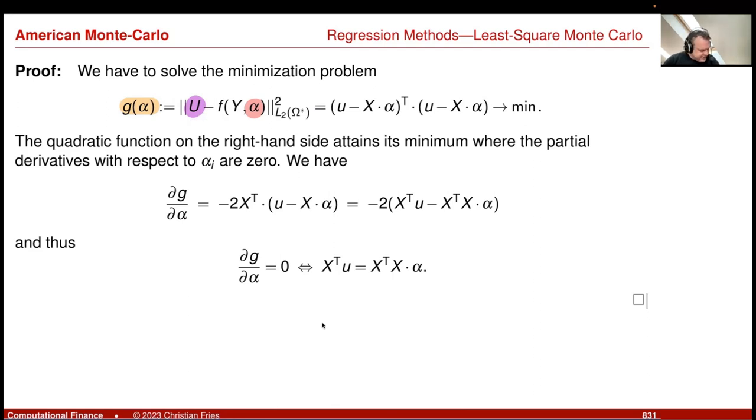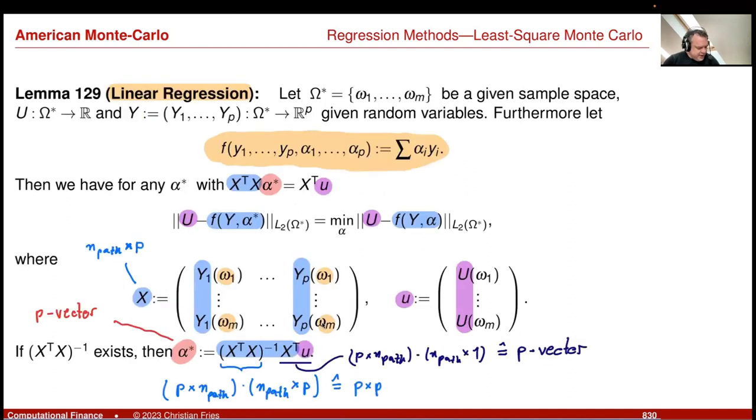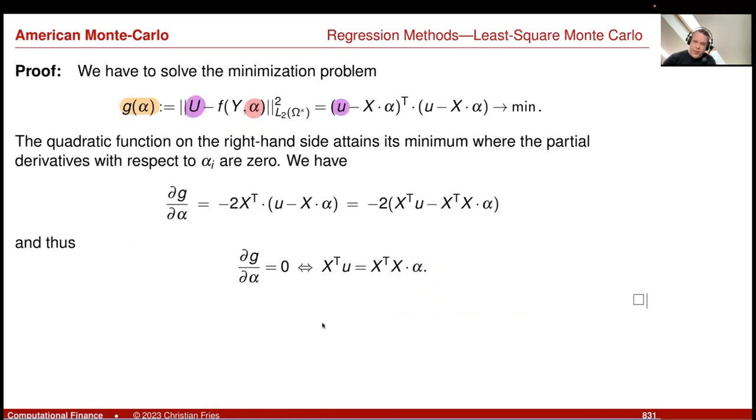Therefore, I can replace the capital U with the little u being my sample vector. And I can replace my F of Y and alpha with the x times alpha. So x has p columns. Yeah, alpha is a p vector. So row times column, yeah, this gives an entry. And how many rows do I have? Number of sample paths. Yeah. So this here is a number of sample paths vector, the x times alpha. So this is the norm squared. So actually I have u minus x times alpha transposed multiplied with u minus x times alpha.